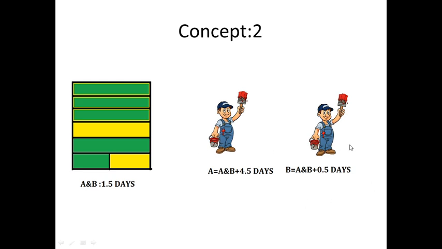Okay, if you have only A's value, that is A's value will be A and B's work plus 4.5, and B's value will be A and B's work plus 0.5 days. If you have only these two data, then how will you find it? They have given the formula as square root of xy, that is, the square root of this one and this one. So how does the square root come? I'm going to derive this formula for you.